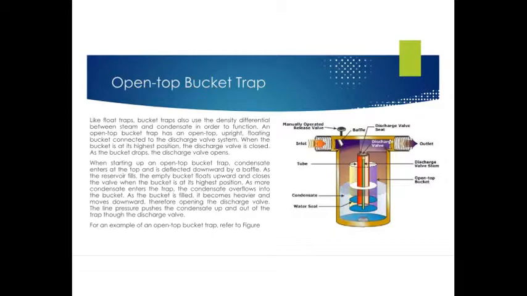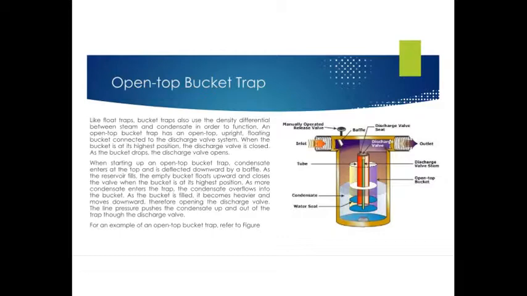Open top bucket float. Like float traps, bucket traps also use the density differential between steam and condensate in order to function. An open-top bucket trap has an open-top upright floating bucket connected to the discharge valve system. When the bucket is at its highest position, the discharge valve is closed. As the bucket drops, the discharge valve opens.